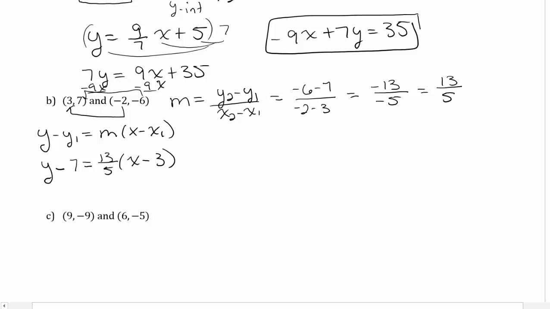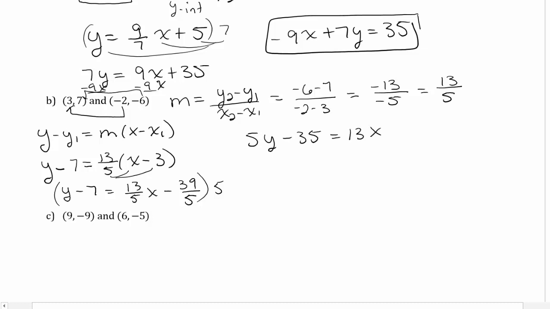So now I need to distribute the 13/5. We get y minus 7 equals 13/5 x minus 39/5. And we don't want fractions in our final answer because we want it in standard form, so I'm going to multiply everything by 5 right now to get rid of my fractions. So I will have 5y minus 35 equals 13x minus 39.